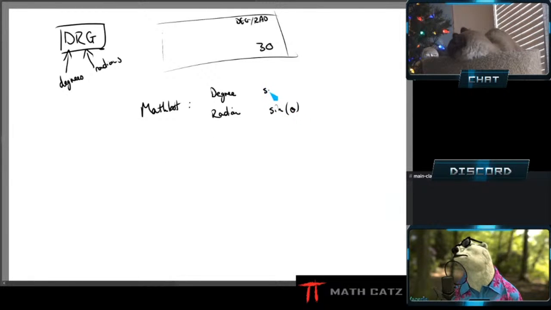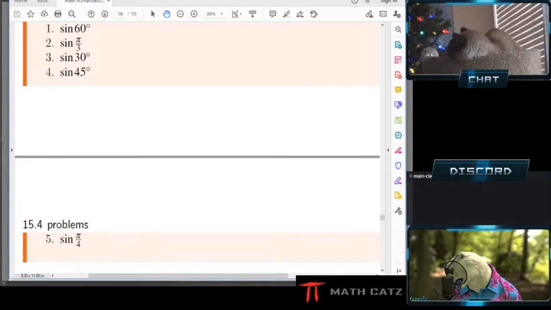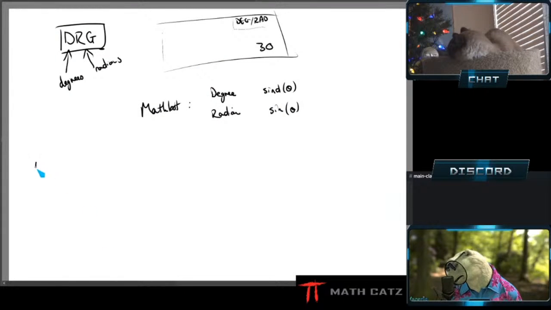If I'm using degrees, I have to, I'm all over the place today. Sine d, telling it, oh, that's degrees. This isn't a standard name for the function, it's just in MathBot because it doesn't have the same setting as a calculator where I can change things permanently. So with that out of the way, let's practice the first one, sine 60.